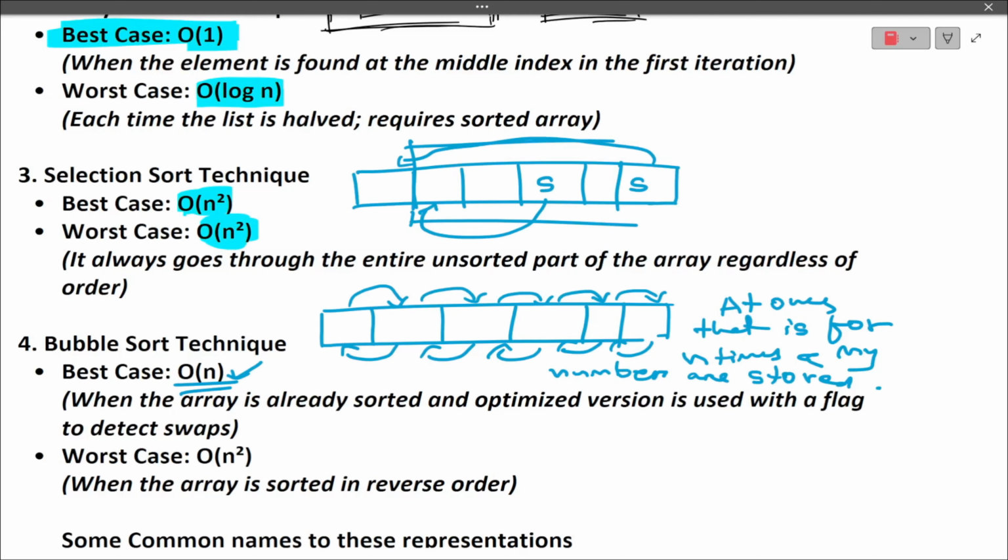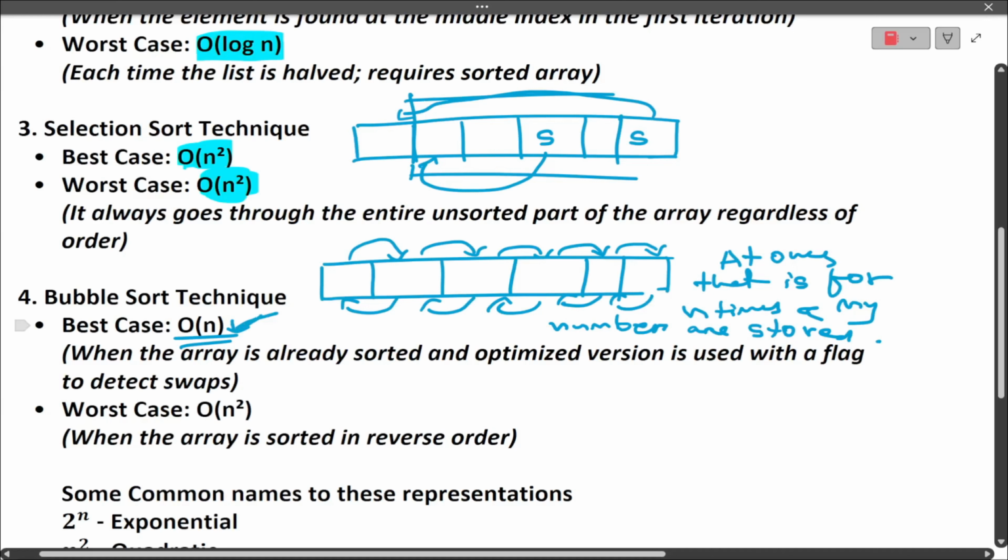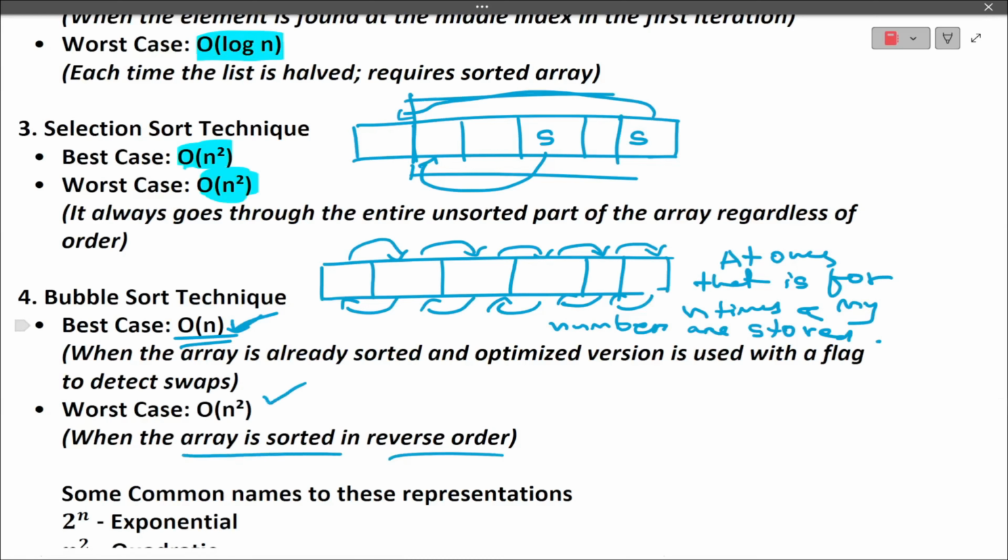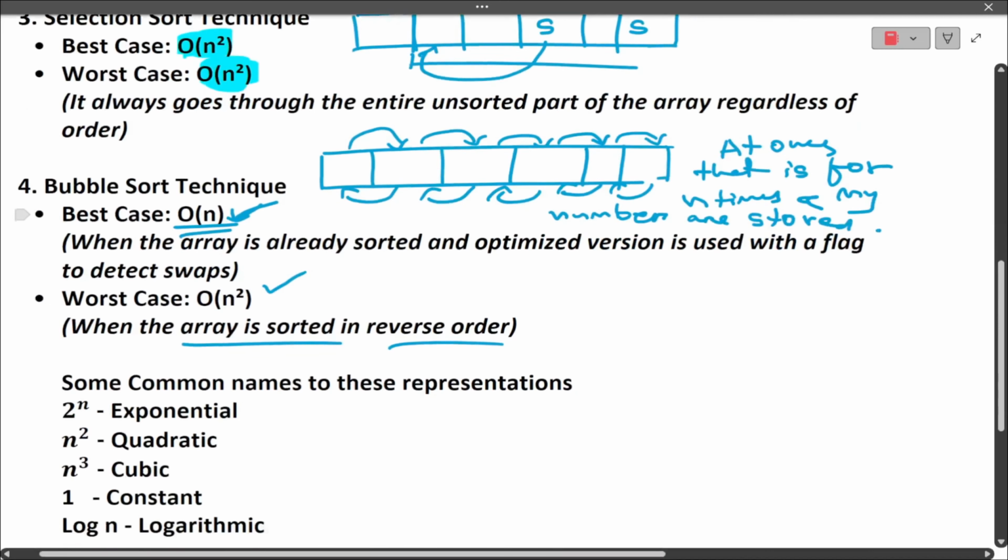But for bubble sort, what happened? Consecutive pairs, or neighboring elements, are compared. If the elements in the array are ordered, then it will only work till n times. Okay, and the worst case is omega n square.